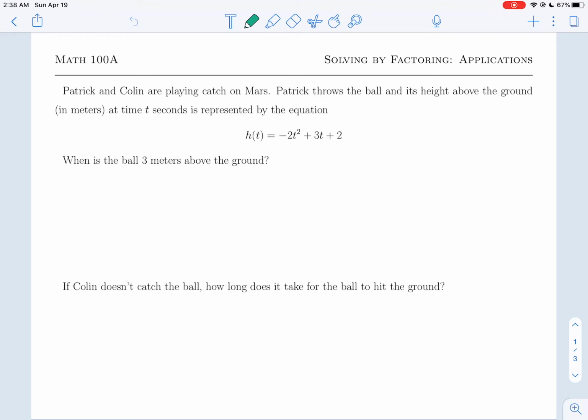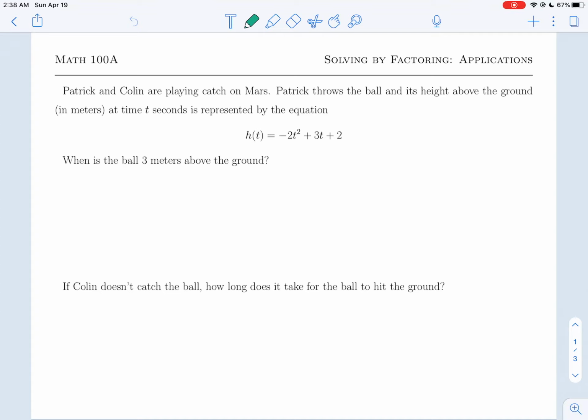So in our first word problem, we have Patrick and Colin and they're playing catch on Mars. And Patrick throws the ball and we have this function here, h of t, that's going to represent the height of the ball above the ground at time t seconds since he's thrown it. Right, so just a quick reminder of that function notation, right? My function is h with my input t. It's represented by that polynomial I see on the right side.